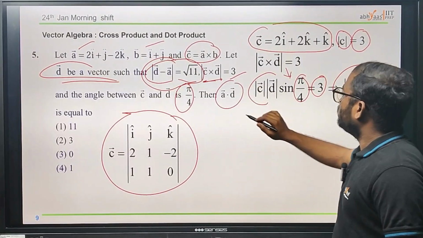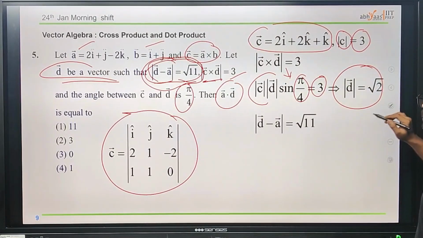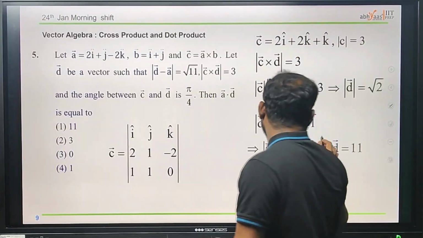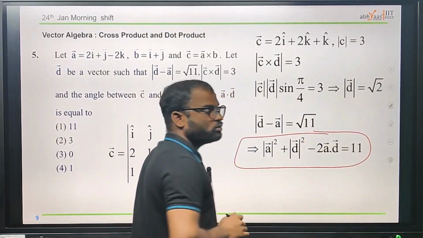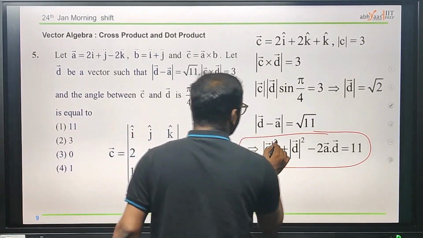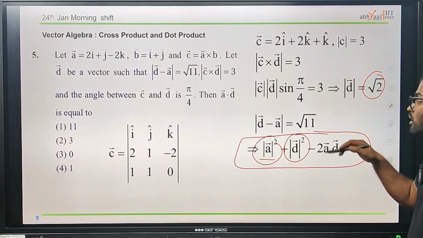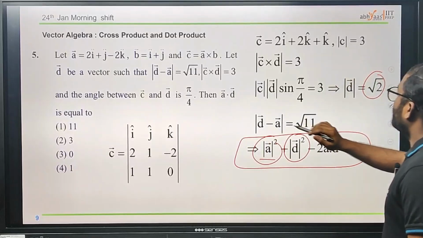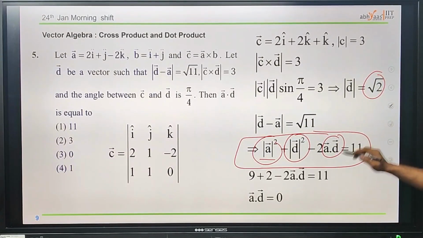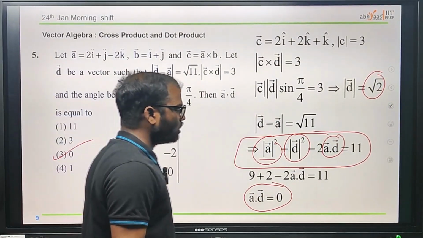Now using this one we need to find, which they also gave. For further proceedings, we do squaring on both sides, using the properties to substitute those values. The magnitude of A and magnitude of D, from the magnitude of D we have root 2, we just square it, and the same we can find for A as well. Just substitute, and finally we need to find the dot product of A and D, which gives 0. Finally we will get 0 as the answer. I hope you understood these calculations.